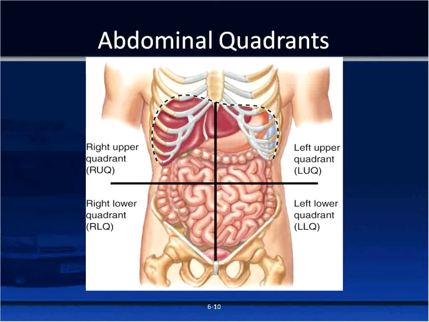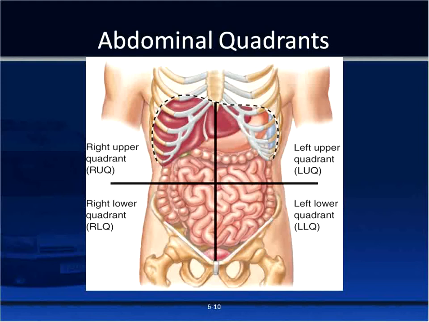To simplify identifying the abdominal organs and the location of pain or injury, the abdominal cavity is divided into 4 quadrants. These quadrants are created by drawing an imaginary line that intersects with the midline through the navel, which is the umbilicus. The right upper quadrant contains the liver, gallbladder, portions of the stomach, right kidney, and major blood vessels.